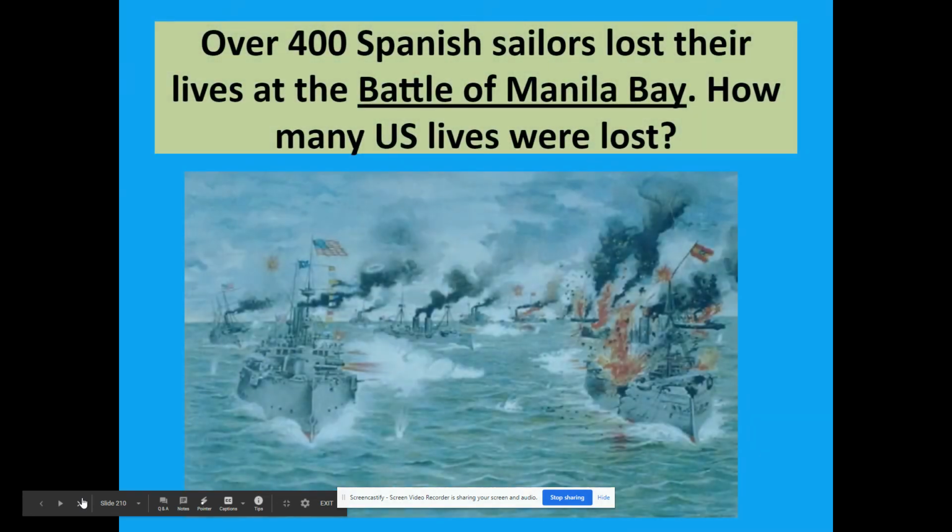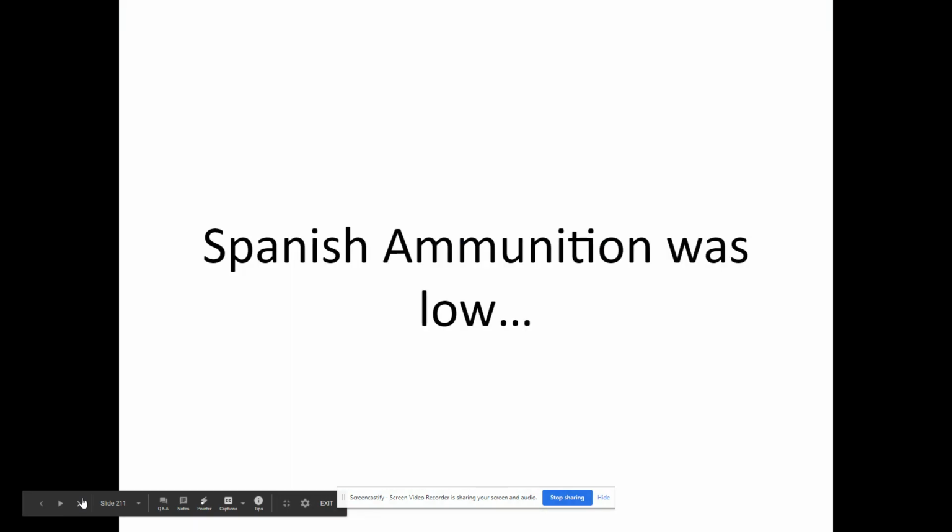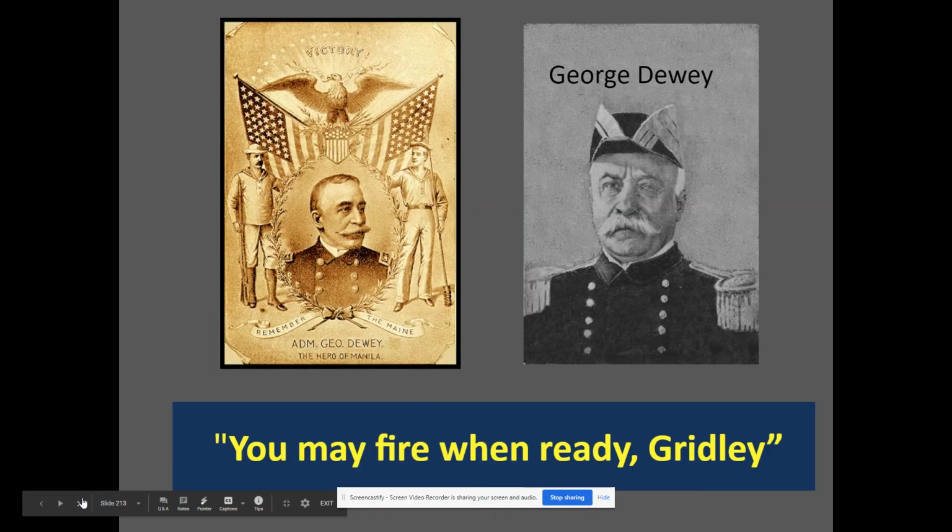Now, in the Battle of Manila Bay, over 400 Spanish sailors lost their lives. How many U.S. lives were lost? Zero. Absolutely none. Now, we're good. We're just not that good. Part of the thing was the Spanish ammunition was low. And you couldn't really just put an order on Amazon at that time. No drone was going to fly up with more ammunition. So they were kind of hurting.